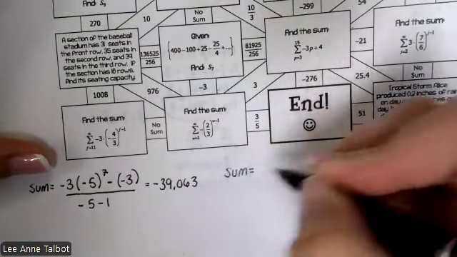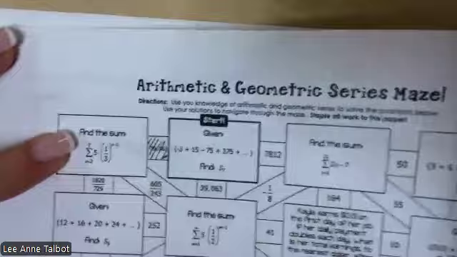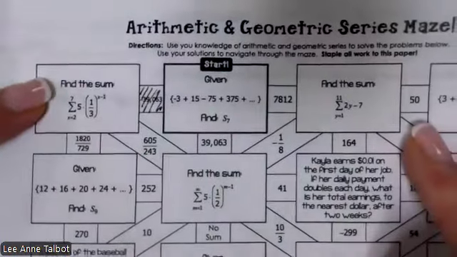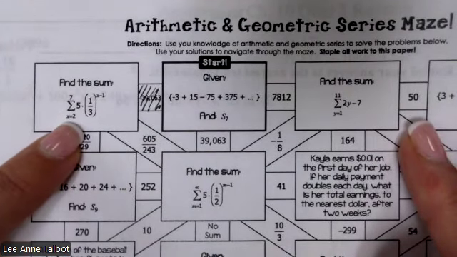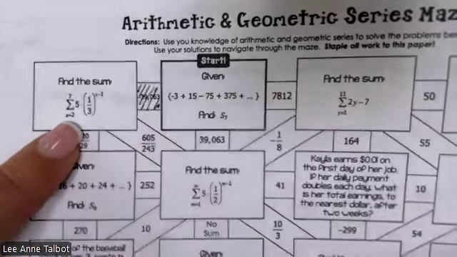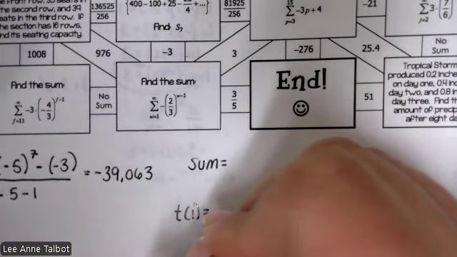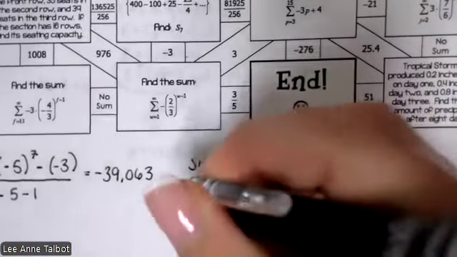Sum equals. Okay, now the first term is not 5. Okay, that's actually a lie. The first term is 5, but this particular one is telling you to start at 2. So I have to plug 2 in to get my first term. So actually, don't do that. Put a 2.